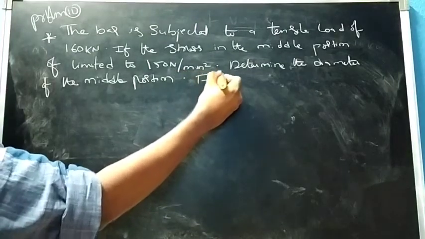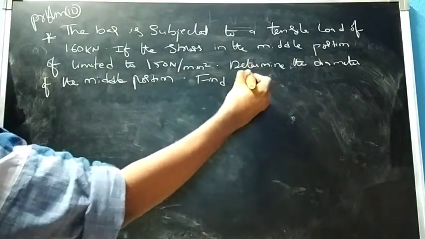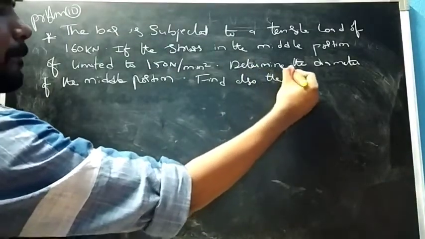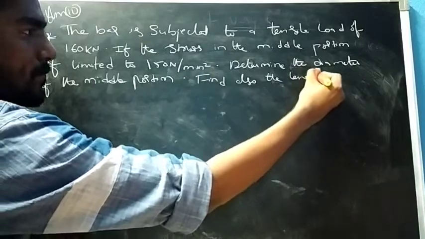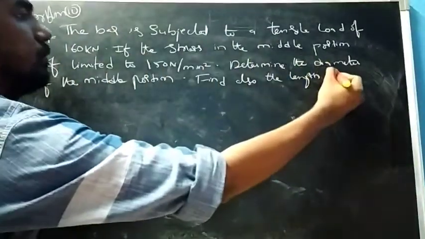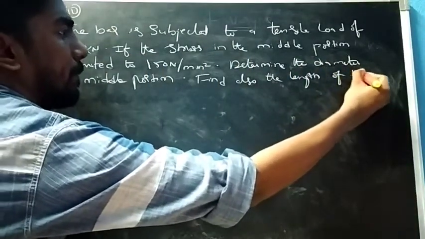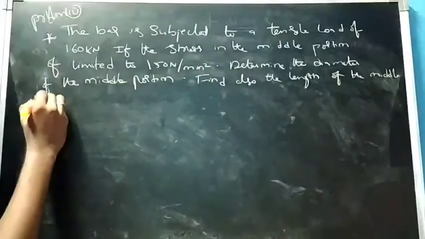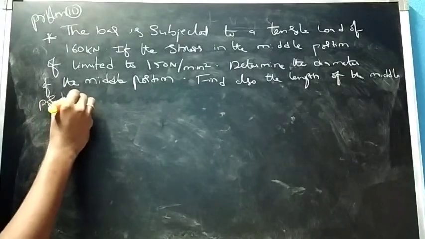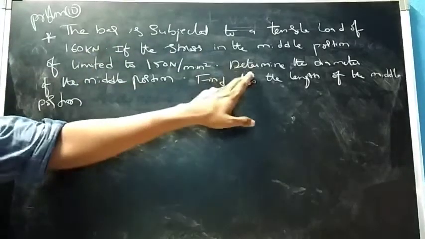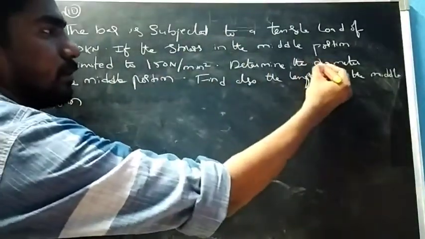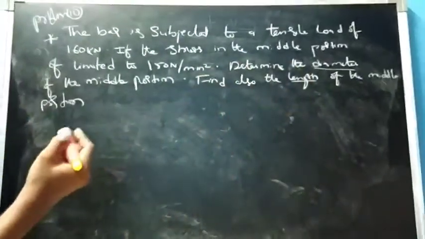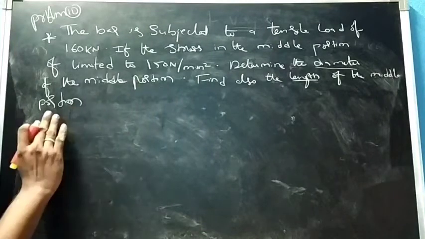And also find the length of the middle portion. So he is asking to find out the diameter, right? Diameter as well as the length of the middle portion. So this is how it looks.